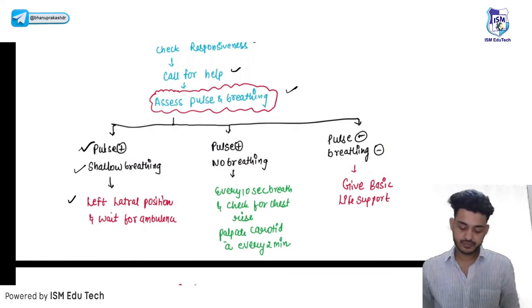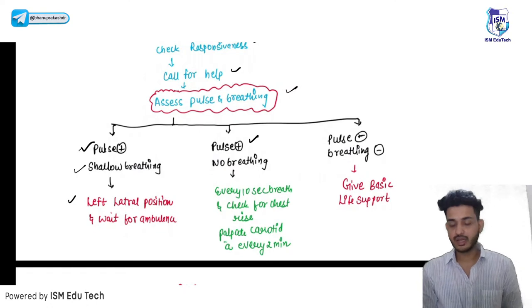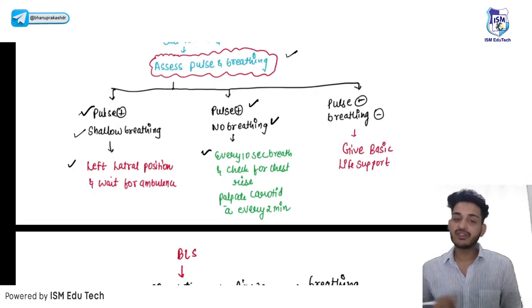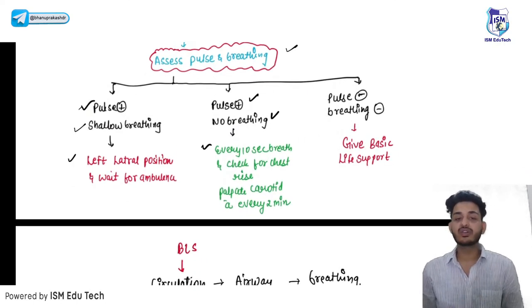Second case scenario, the pulse is present, but there is no breathing. The patient is not breathing. What will you do? You will need to give him breaths, right? So every 10 seconds, you will give him a breath, and every 2 minutes, you will check for the pulse, whether the pulse is there or it is also missing.